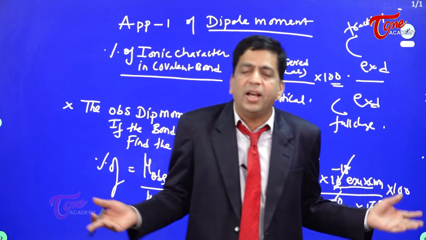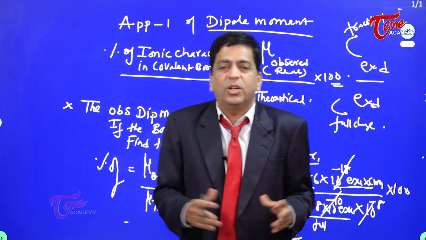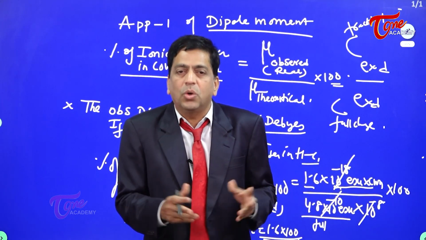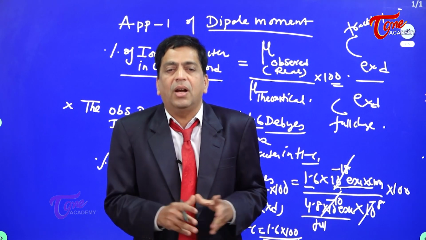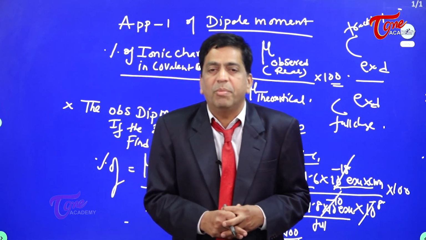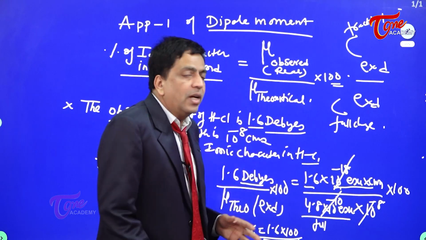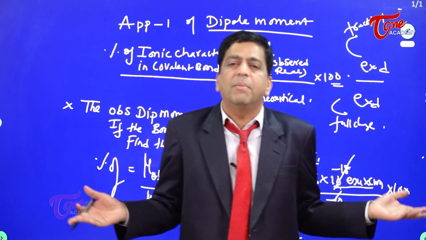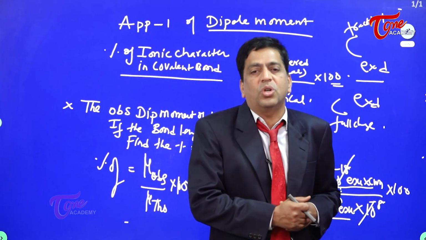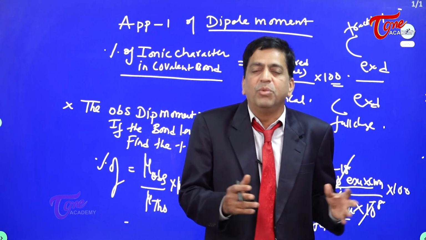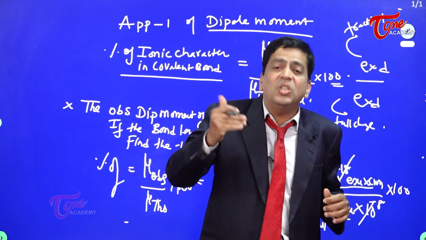The bond pair is unequally shared. So naturally you can expect ionic character in covalent compounds. The ionic character in covalent compounds can be calculated as an application of dipole moment, and it is nothing but mu observed by mu theoretical into 100. Whether it is observed or theoretical, the formula remains the same, that is E into D. In case of observed, the E will be a fraction of the total charge. In case of mu theoretical, the E will be the total charge, in case it is ionic.